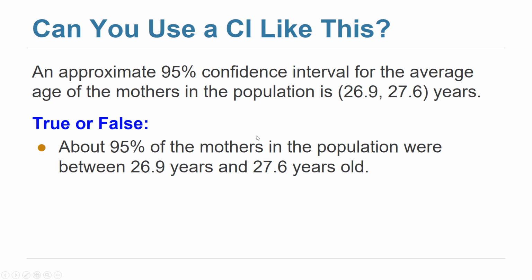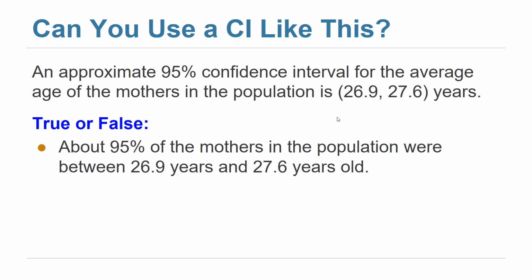So notice that these are the bounds of the confidence interval. This is the 95% confidence interval, and here's the statement: that 95% of the mothers will have age within this interval. Is that true or false?